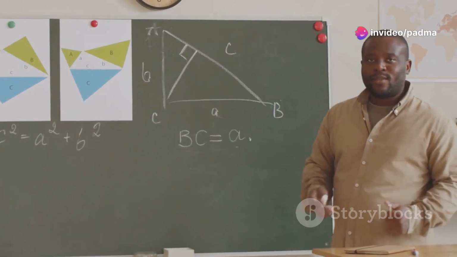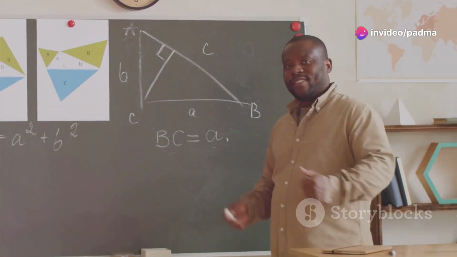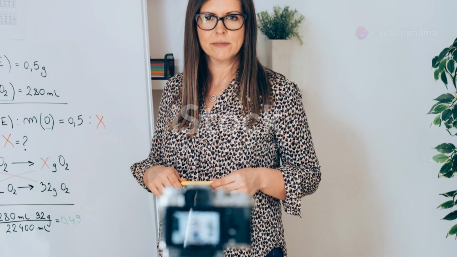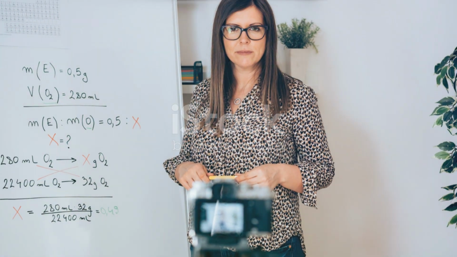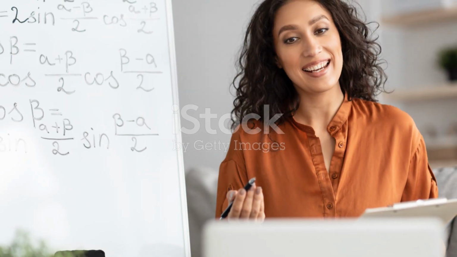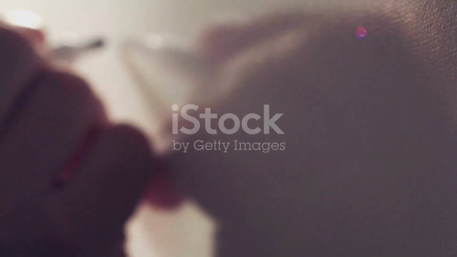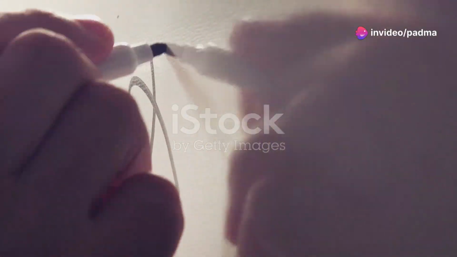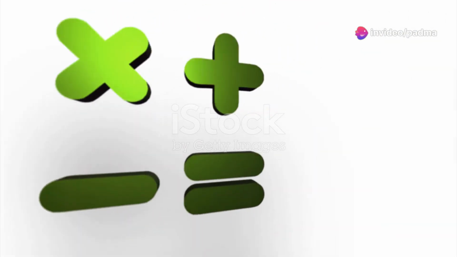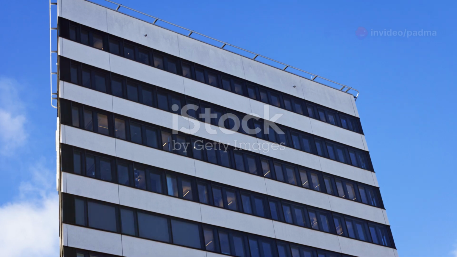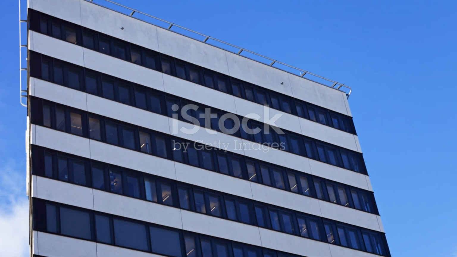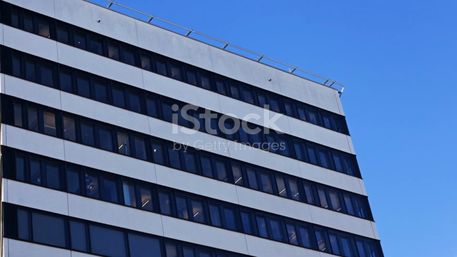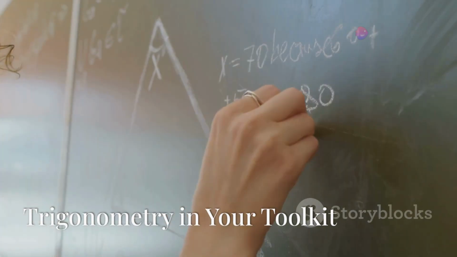Next, choose the correct trigonometric ratio. We know the adjacent side and want to find the opposite side, so we'll use the tangent ratio. Tangent of the angle equals opposite over adjacent. Then, plug in the values and solve for the unknown. Tangent of 60 degrees equals opposite over 100 meters. So opposite equals 100 meters times tangent of 60 degrees. Therefore, the height of the building is approximately 173.2 meters.